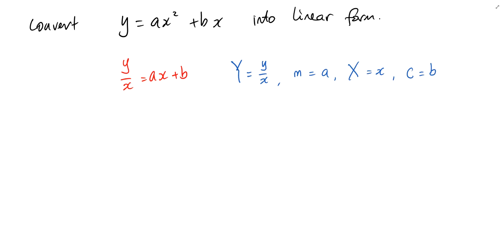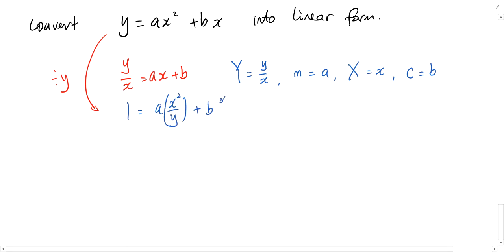Divide by y. Let's see what happens. Let's divide by y. So what do we get? 1 equals to ax squared over y plus bx over y. Is this a linear form? Look carefully, is it a linear form? Or can you manipulate until a linear form?